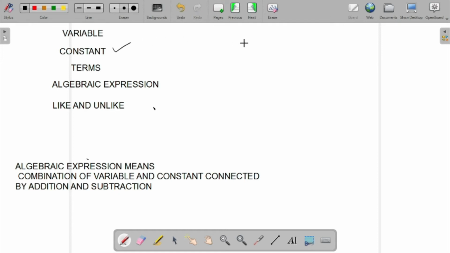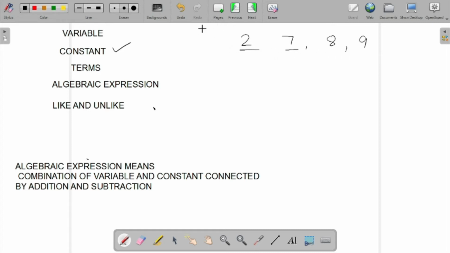Constant means values. For example, 2, 7, 8, 9. So these are constant, fixed values. We know the value is 2. That means 2, there is no change. Similarly, the value is 7, it remains 7. So these numbers are known as constant.